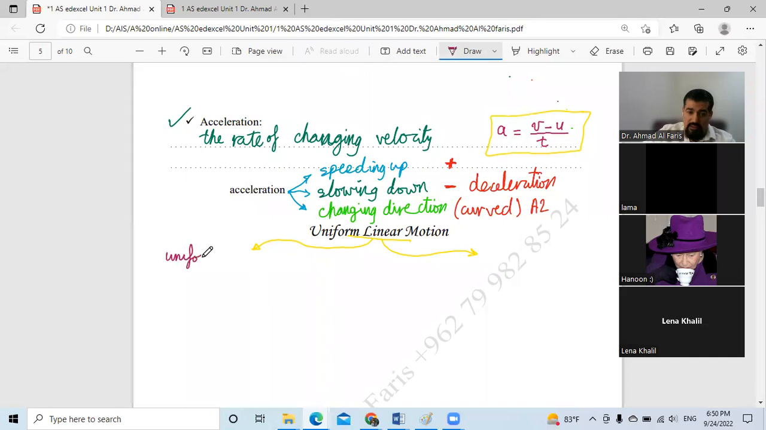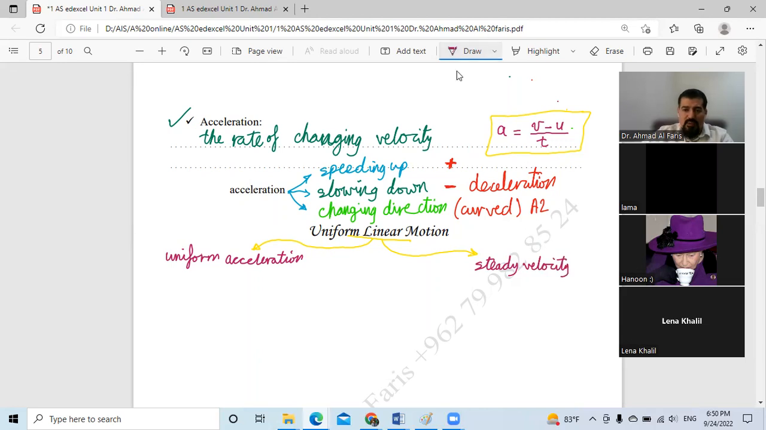Okay, later on we are going to talk about non-uniform acceleration, uniform acceleration, and steady velocity. Steady speed or steady velocity? I said steady velocity because we are talking about a straight line, a certain direction. So steady what? Velocity.